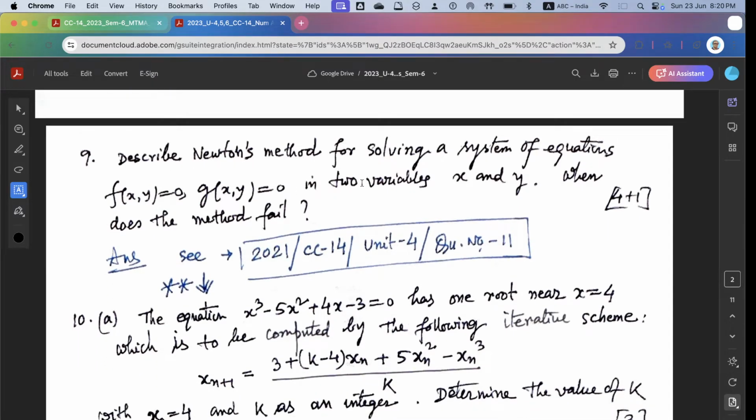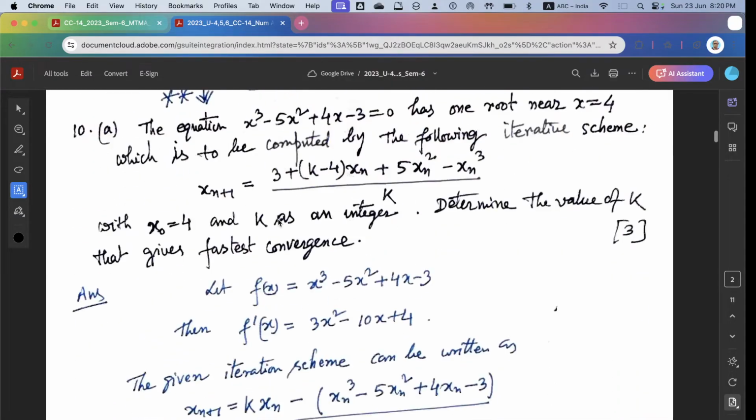Next question, question 9. Describe Newton's method for solving a system of equations f(x,y) equal to 0, g(x,y) equal to 0 in two variables x and y. When does the method fail? Already we have discussed this question in the question paper 2021 CC-14, Unit 4, question number 11.